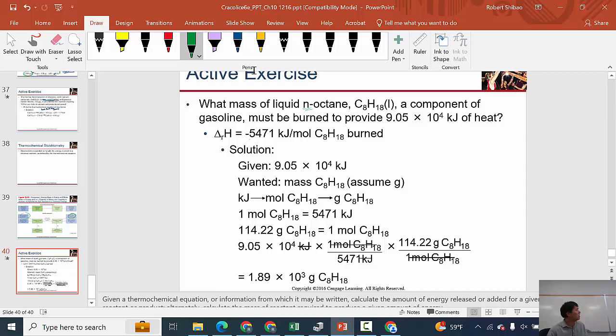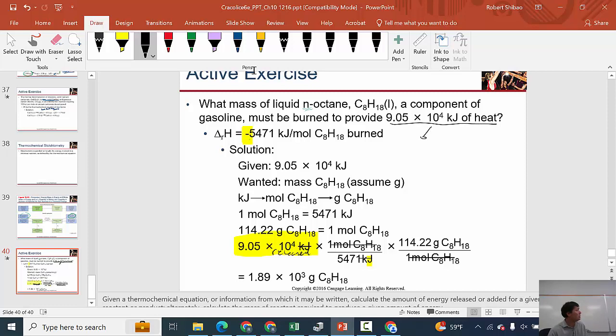So we can just use dimensional analysis for this. Here we'll just start off with our given and then try to get rid of kilojoules. Well, the kilojoules we can get rid of are this here. For every 5,471 kilojoules released. Note, they had a negative sign here. They don't put a negative sign here in this case. And so what we say is that we need this amount released. And so there's two ways of doing this particular problem. They want 9.05 times 10 to the fourth kilojoules of heat.